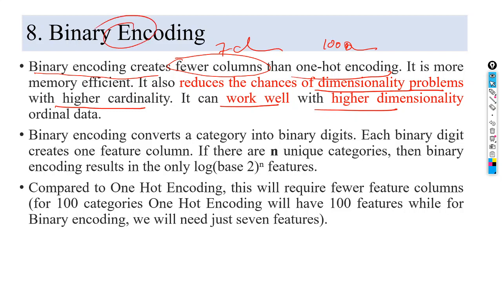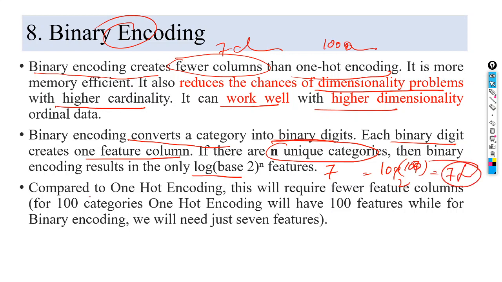According to this method, how can you create it? Binary encoding converts the categories into binary digits. Each binary digit creates one feature column. If there are n unique labels, under binary encoding you can create log base 2 of n features. So log base 2 of 100, you can create 7 features. Compared to one hot encoding, this will require fewer feature columns.